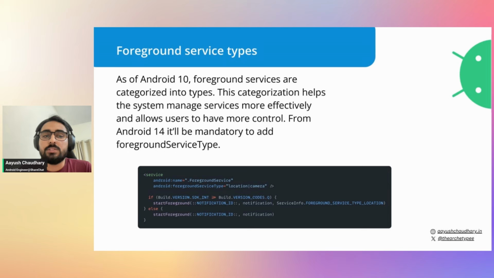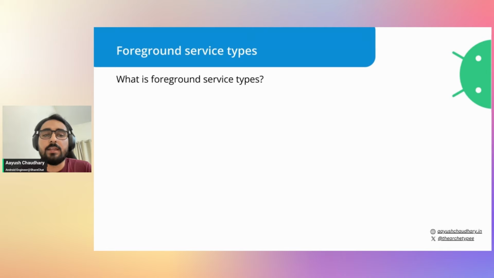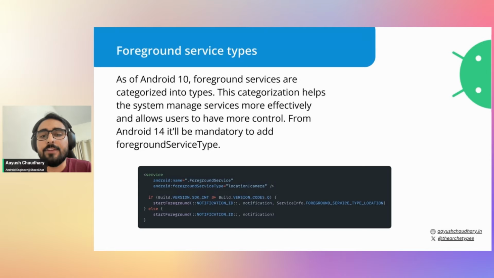Android 10 introduced a foreground service type attribute within the service element to categorize the service so that the system can manage resources efficiently. And starting from Android 14, it will be mandatory to add foreground service type in your manifest. Also, later we might see that we have to add this service type in Play Console also.